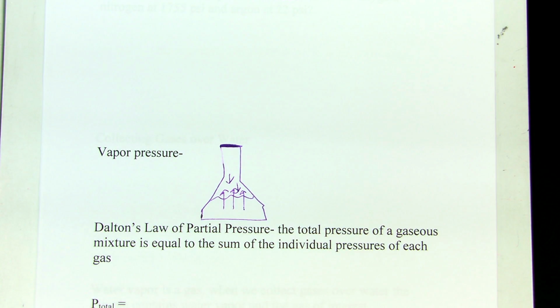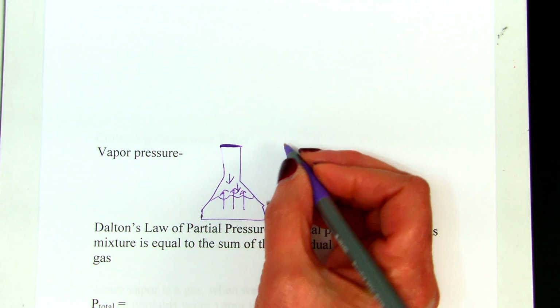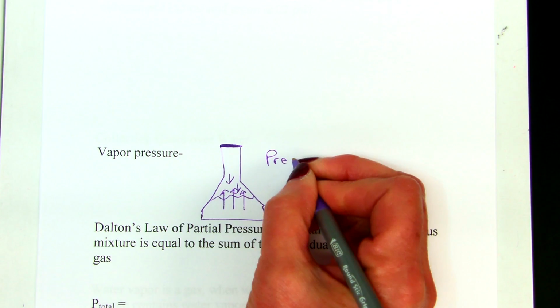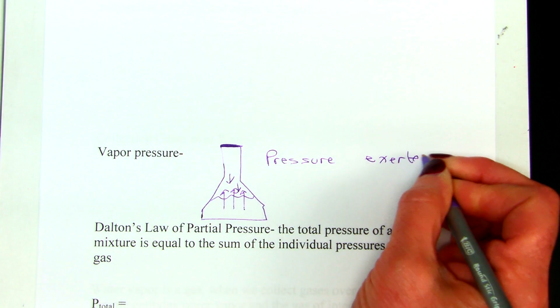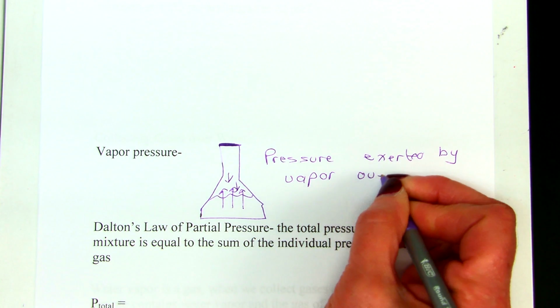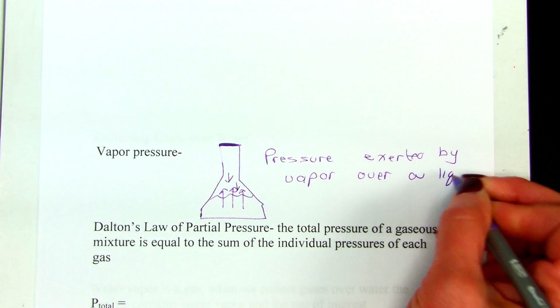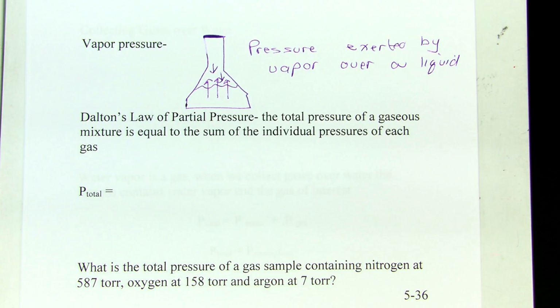So we can talk about the pressure that this gas has in a sealed container, and that is vapor pressure. So it is the pressure that's exerted by the vapor over a liquid. And we measure it at equilibrium when we have that liquid sitting in a sealed container. Now, we are going to use that concept to do some problems when we talk about collecting gas samples in the laboratory.